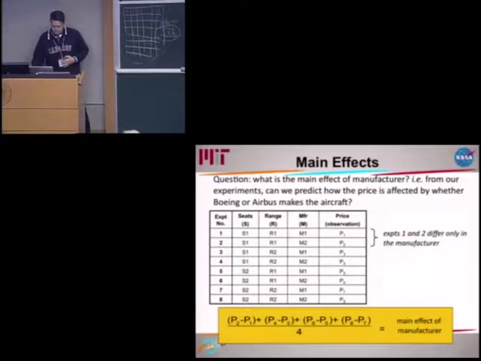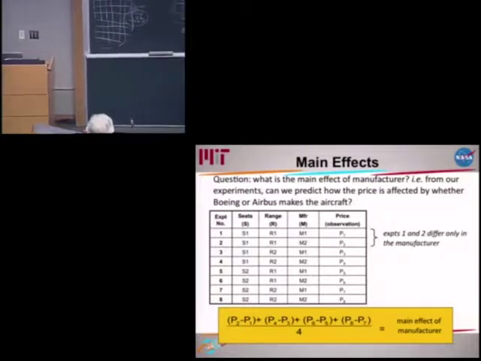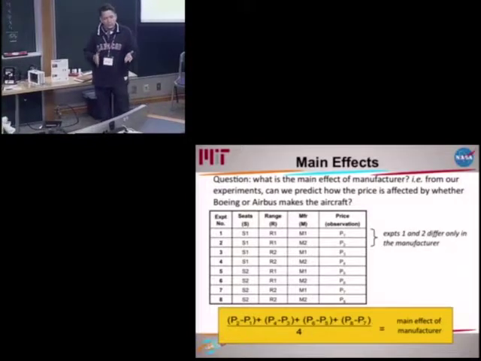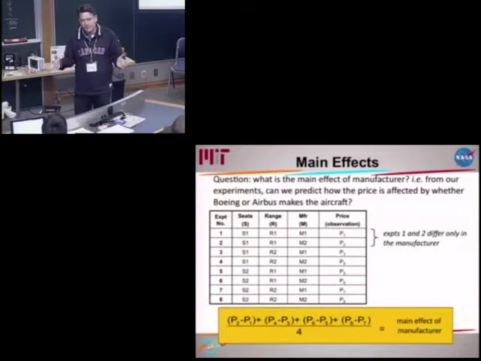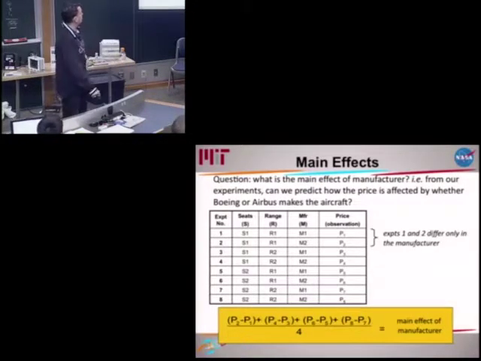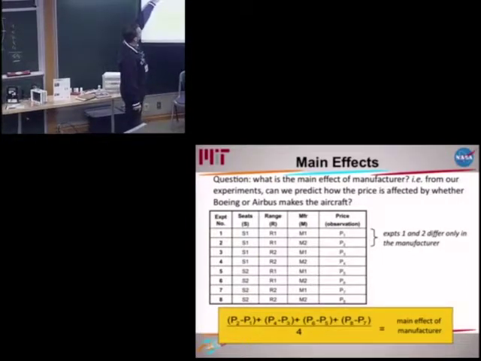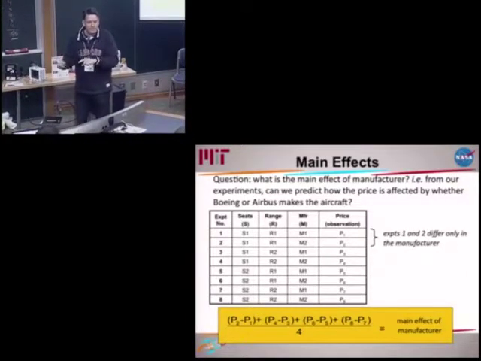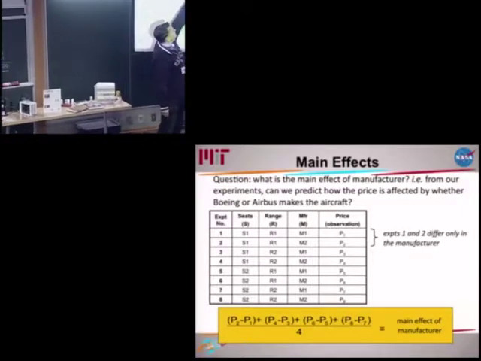So the main effect of manufacturer. What we want to do is answer the question, for an airplane of the same capability, the same number of passengers and the same range, does it matter whether you're going to buy it from Airbus or Boeing? So how would you answer that question? What you do is essentially look at all of the experiments where all the factors are the same except for manufacturer. So if you look at experiments 1 and 2, you see that the number of seats are the same, the range is the same, and the only difference is the manufacturer.